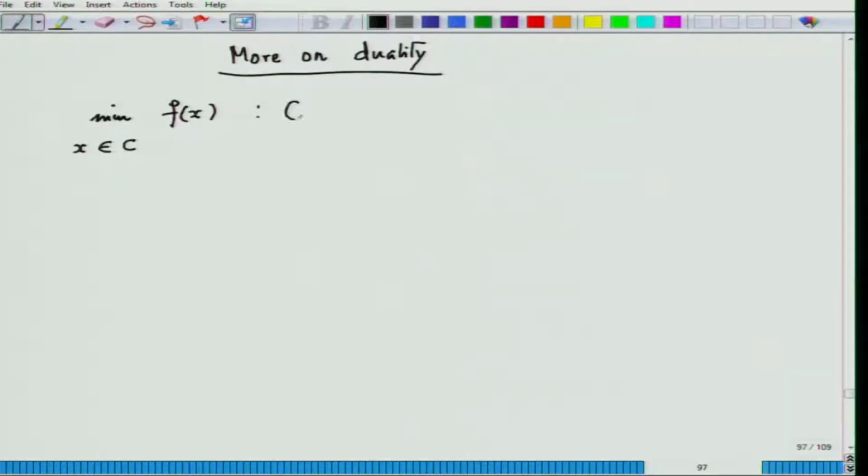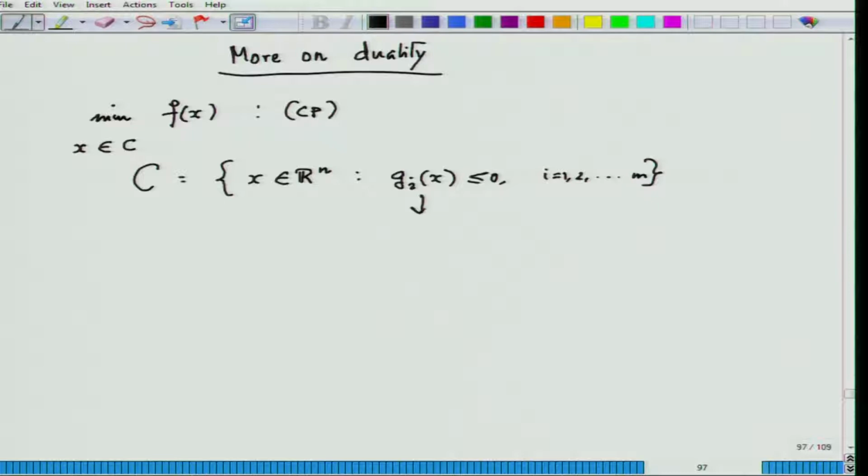So, this is my problem CP, where for our convenience C consists of all x in R^n which satisfy the following m inequalities, and each of these g_i is a convex function, and this naturally is a convex function. No differentiability assumption has been assumed at all.